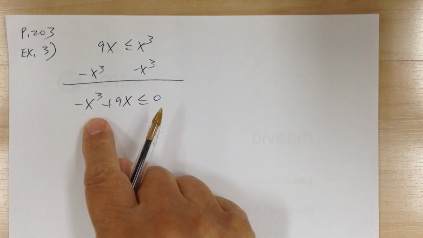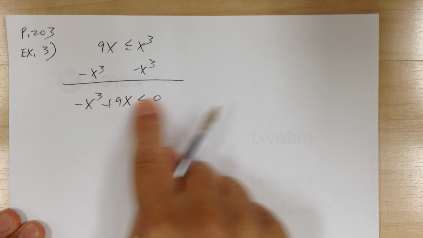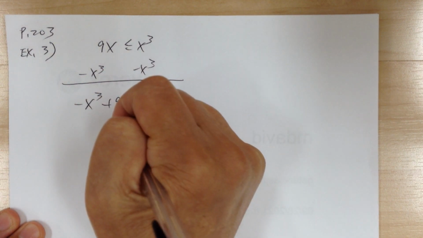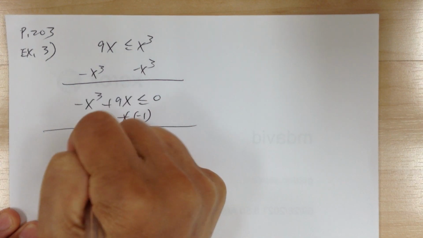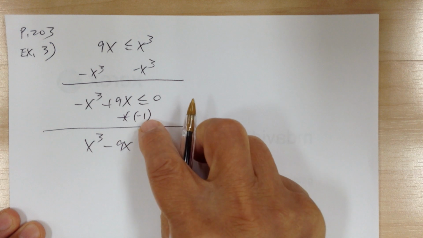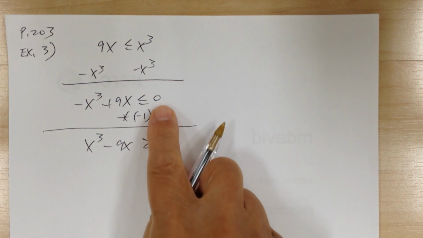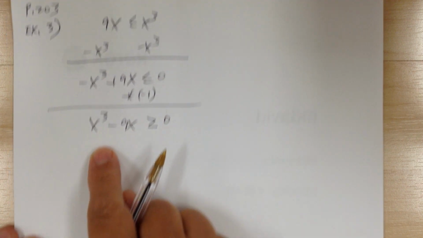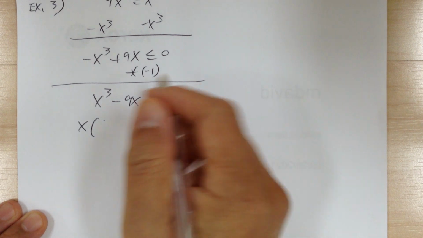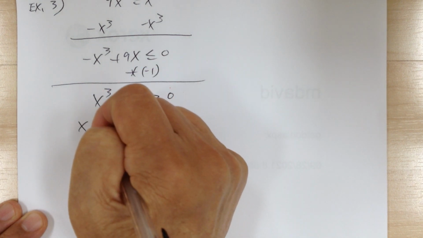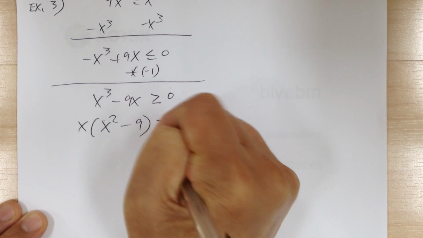Now you can factor this way, but I don't like the negative in the front. So I'm going to multiply by -1 because I don't like the negative in the front. So I'm going to get x cubed minus 9x. Now remember, when you multiply by a negative, you have to change the direction of the inequality. So remember that. Now we can do the factoring. So step 1, common factor. Don't go to step 4 right away. You've got to go through your steps. So step 1, common factor, so you become x times x squared minus 9.